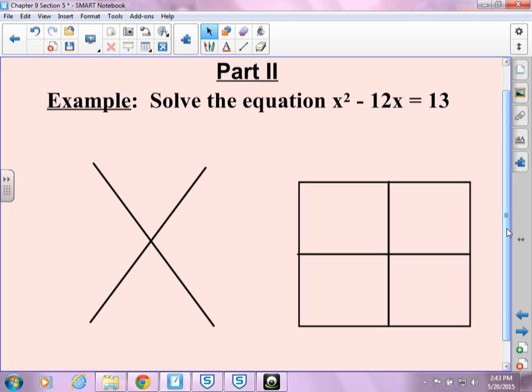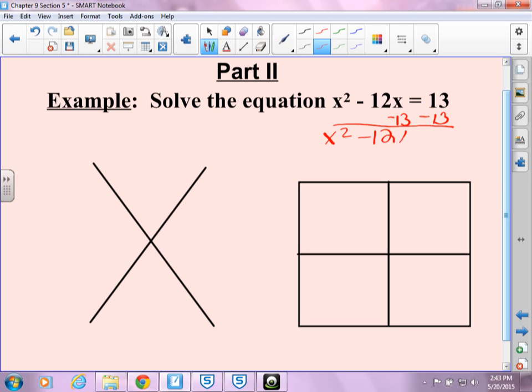Again, standard form just means my a term in my polynomial is positive. It's not a fraction. And all of my terms are to one side. And you'll notice that the 13 is not to one side. It's got to be on the other side. So I'm going to subtract 13 from both sides. And I end up with x squared minus 12x minus 13 equals 0.